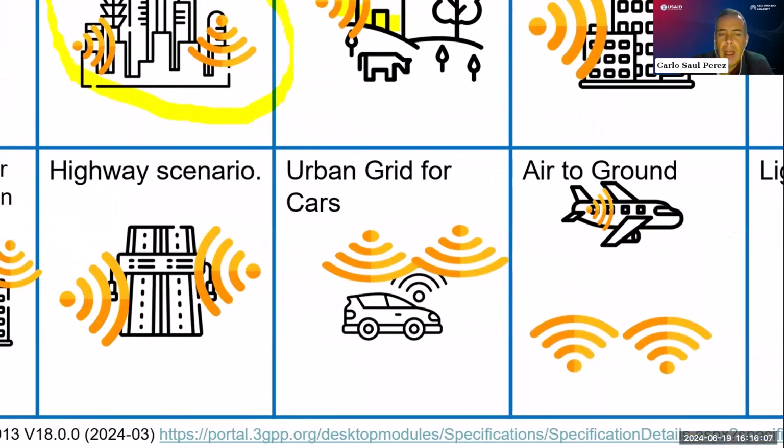Also, you have this urban grid for cars that is particularly focused on V2X communication, where you have vehicles with all the sensors and all the communication, communicating with other cars, with people, with devices, with the traffic lights.